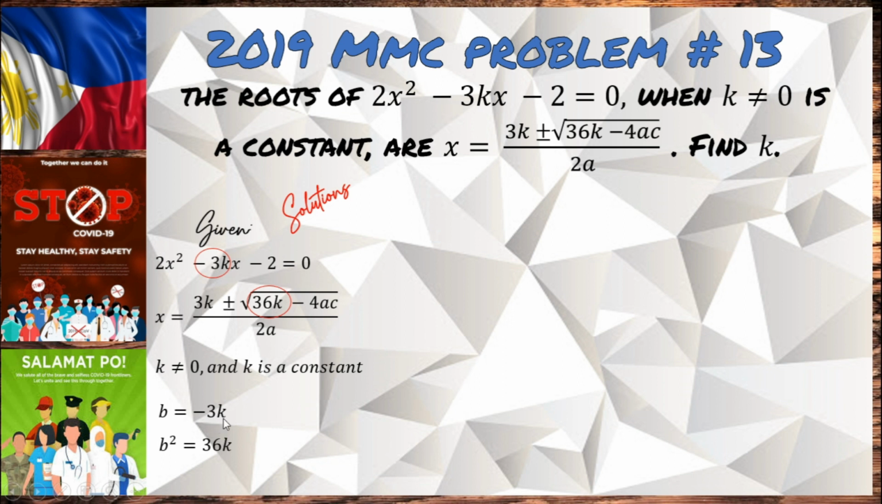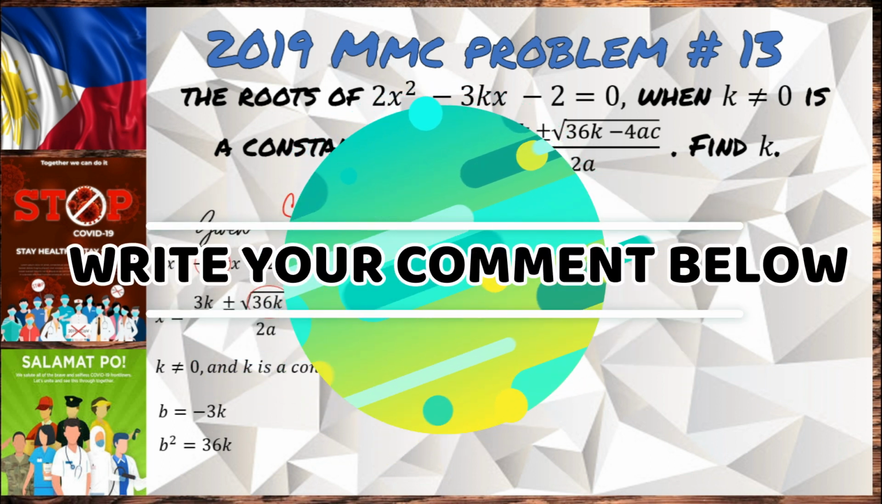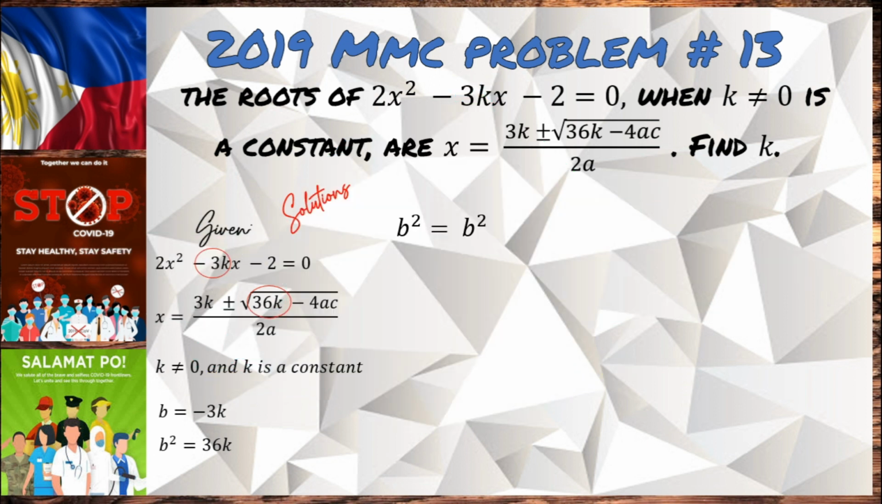Now, k here is common. So therefore, we can equate b squared to b squared by the symmetric property. B squared is equal to b squared. Am I making sense here, guys? Now, if you think you have some questions or queries, you can write them in the comment section below. I'll be happy to answer them.